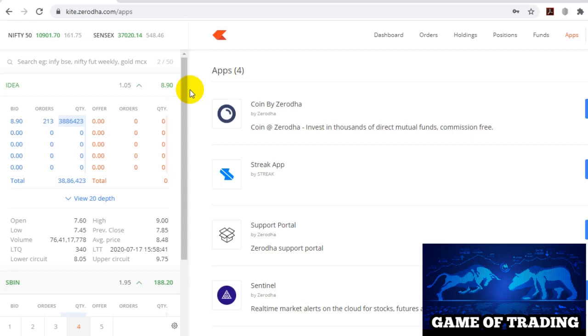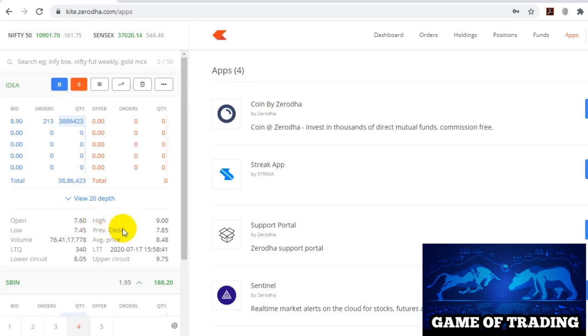The bid price of Vodafone Idea is at 8.90, and the profit or loss of the company's value is at 1 rupee 5 paisa per share. Here are the bid orders quantity and offer orders quantity. Coming to the open price of the Vodafone Idea share, it is at 7.60.